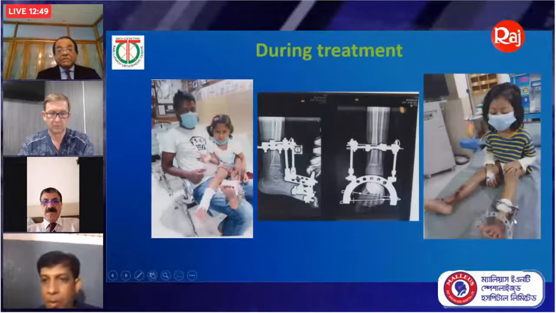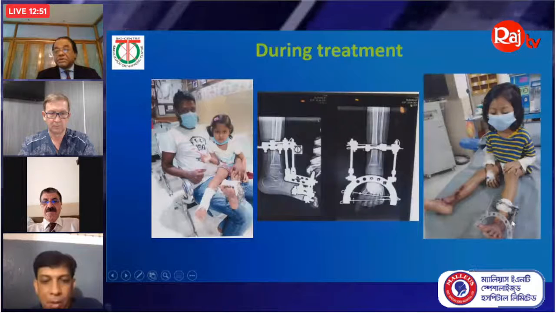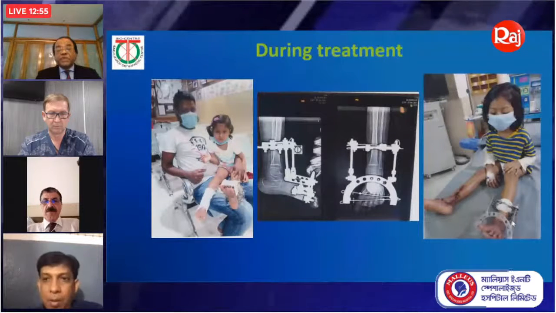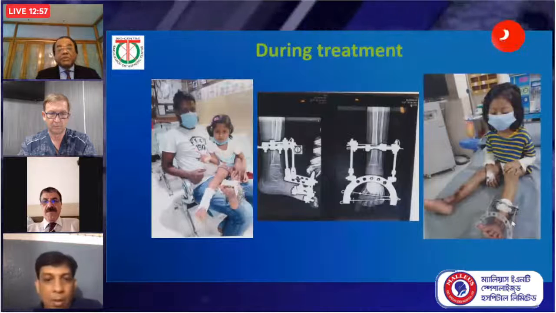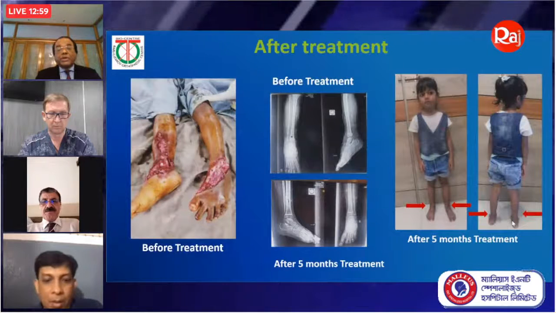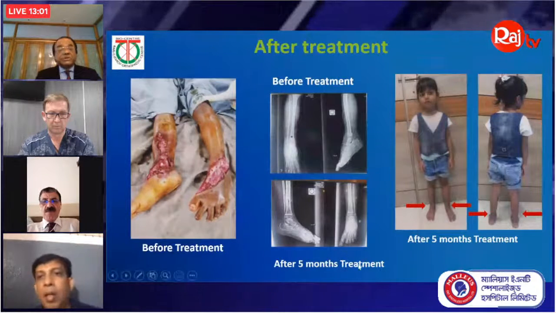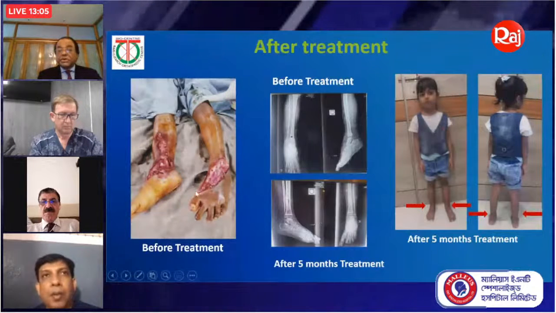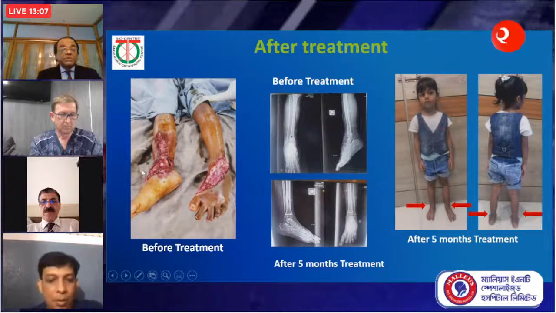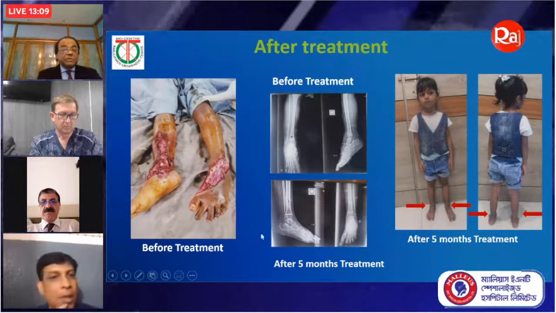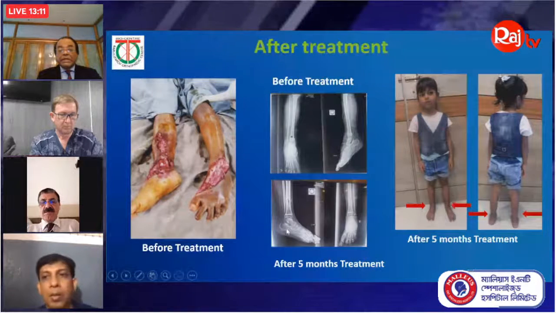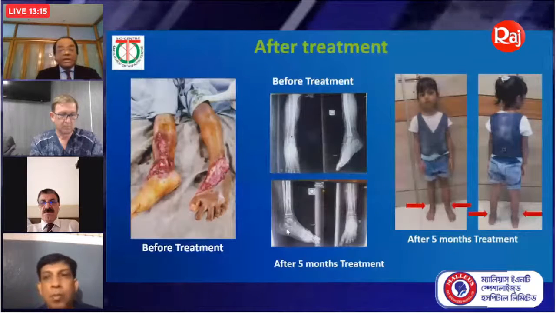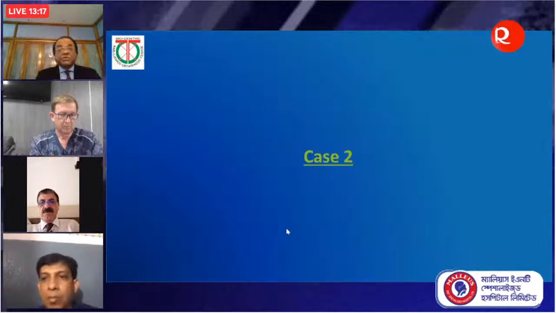And see here, the treatment is very nice. You can apply the one ring and half ring with hinges, and then see after 5 months follow-up, it is totally healed and no problems here. There was a soft tissue injury and a little bit of bone injury and then ankle injury. So it was treated in a simple way with the Ilizarov technique.